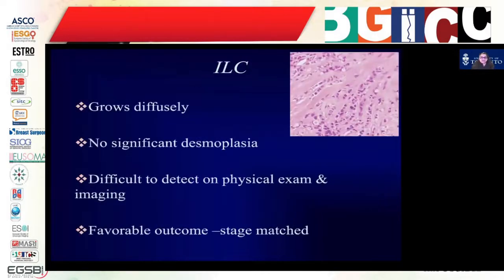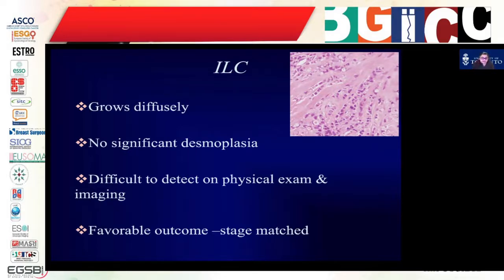Invasive lobular carcinoma has a very unique pathology. It grows very diffusely and does not elicit any desmoplastic response. So the desmoplastic response is what makes the cancer spiculated and irregular margins, but ILC does not show any desmoplasia, and therefore it can be very difficult to detect on breast imaging, particularly on mammography. It is difficult to detect on physical exam also, as is with imaging.